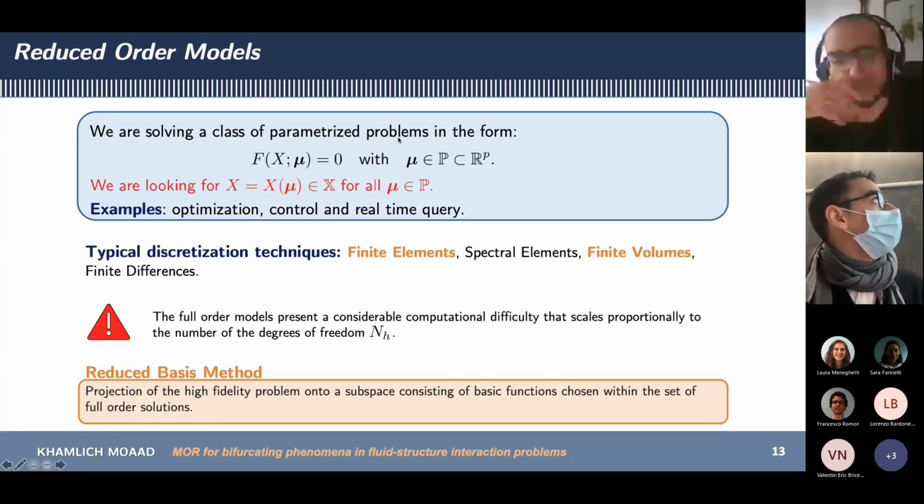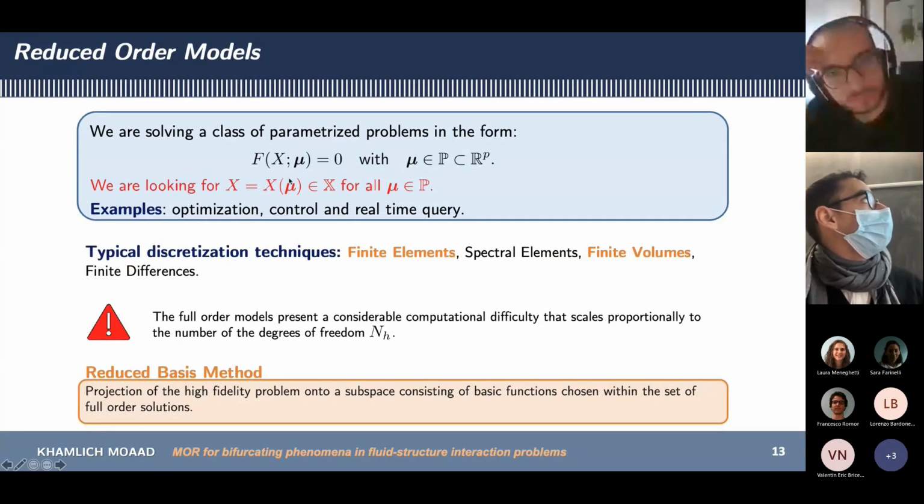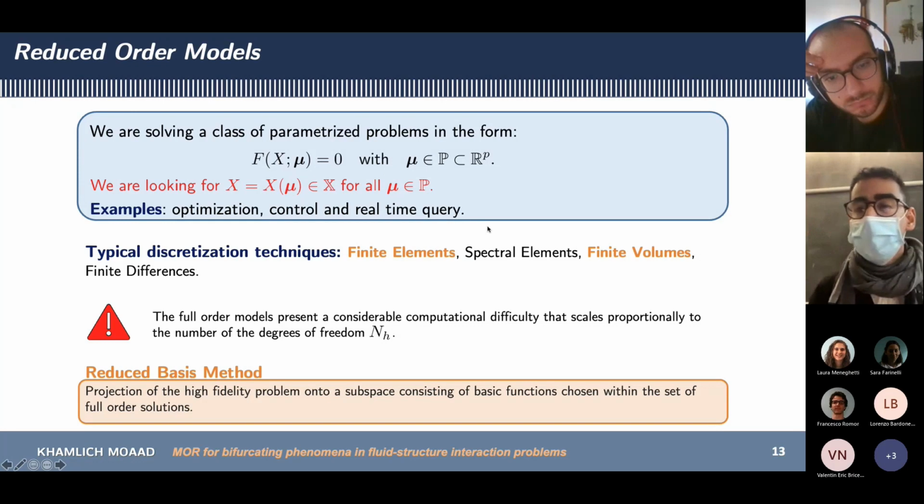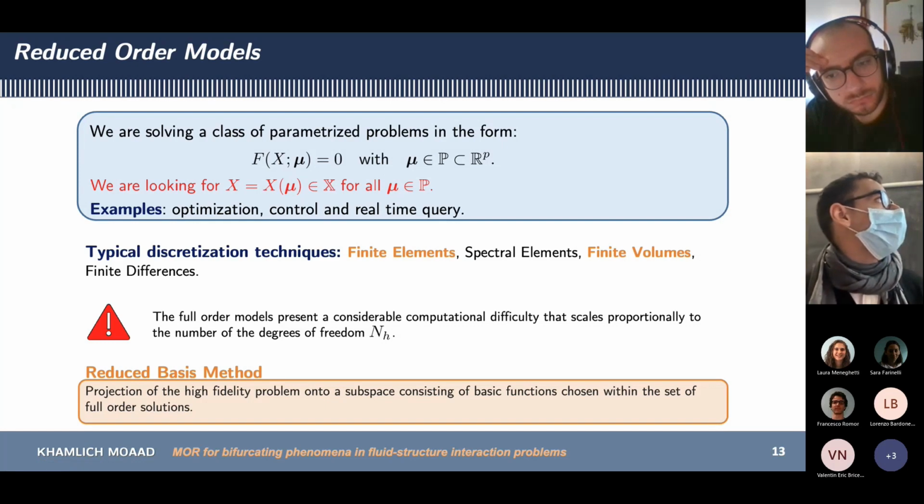So this is the problem under consideration. As I've shown before, it's nothing but a partial differential equation, which needs to be solved for different values of the parameter, and this is the key statement, because one usually solves this kind of problem by a sort of classical discretization strategy. So a classical numerical approach could be using finite elements, spectral elements, finite volumes, or finite differences.